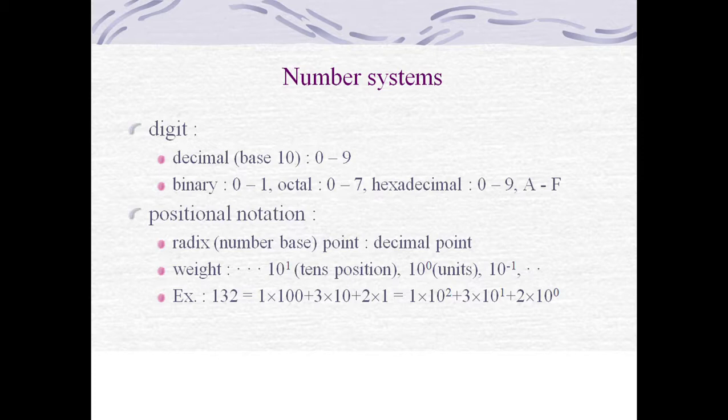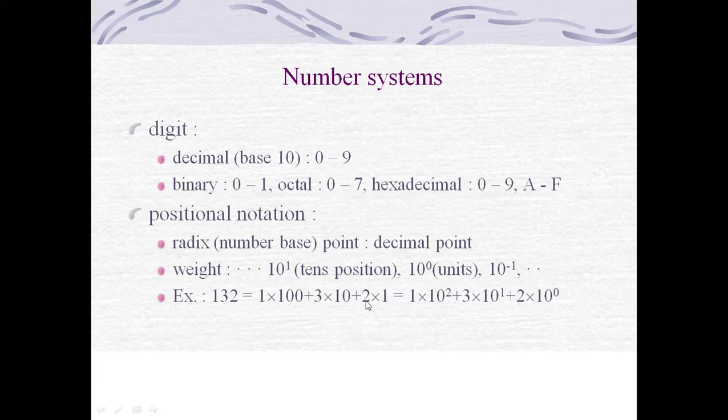So there is 100 in this number, 3 tens in this number, and 2 units in this number. So 100 multiplied by 1, because we have one hundred, and 3 tens, so we multiply this with 10, and 2 units, so 2 is multiplied with 1. When we multiply these numbers and add them, we will get 132 again.